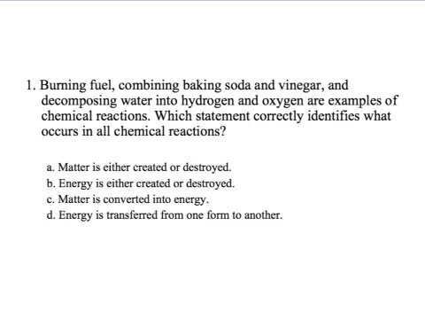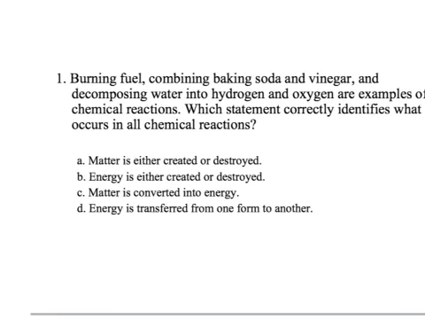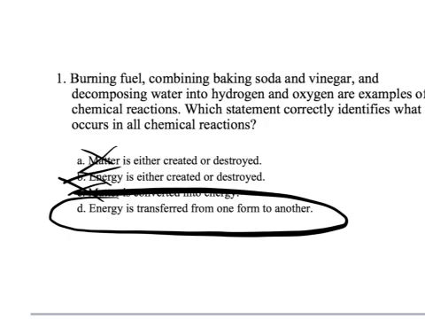Which statement correctly identifies what occurs in all chemical reactions? Matter is either created or destroyed. Well, matter is never created or destroyed, so that's wrong. Energy is either created or destroyed. Energy is not created or destroyed in chemical reactions. Matter is converted into energy. It's never converted into energy. Correct answer is D. Energy is transferred from one form into the other.